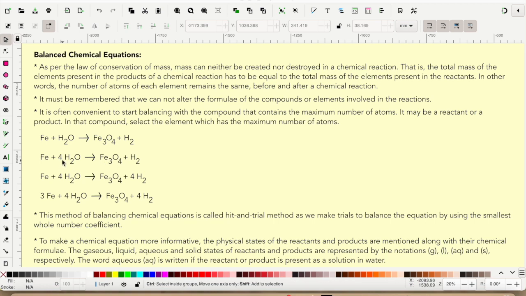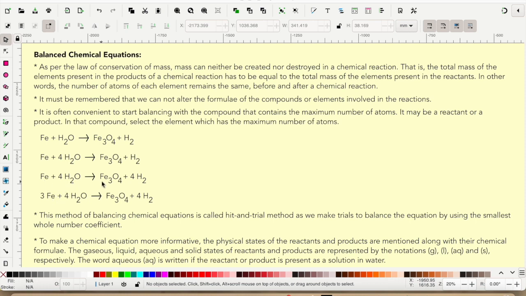Now there are 8 hydrogen atoms on the left hand side, 4 into 2, and only 2 hydrogen atoms on the right hand side. So we will write 4H2 on the right hand side. So the hydrogen atoms on the right hand side will become 4 into 2, which means 8 hydrogen atoms. So hydrogen atoms will be balanced.